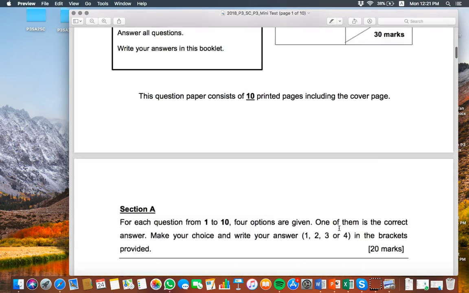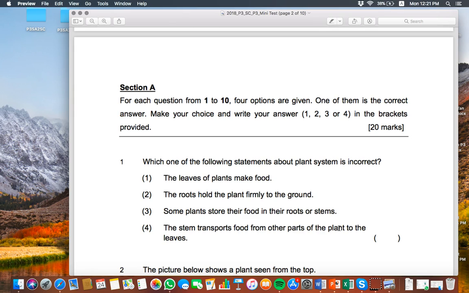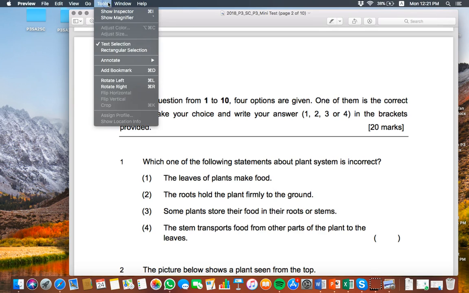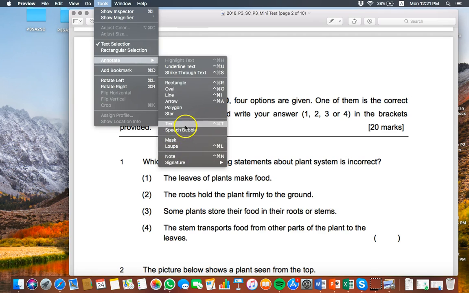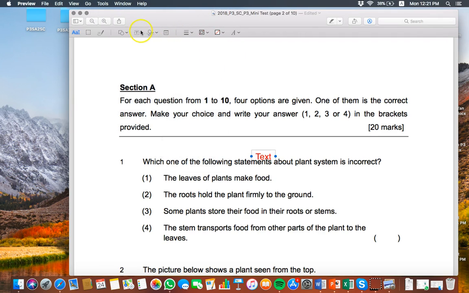Let's go through the answers. Take out your blue or green pen. Corrections should be done in a blue or green pen. If you don't have, please go and borrow from your friends. Definitely, someone should have more than one blue or green pen you can borrow from.